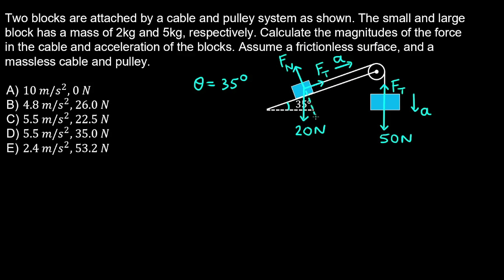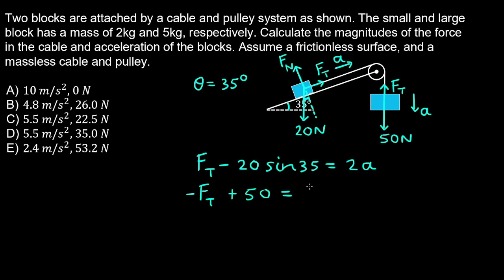So recognizing the angle of the plane is equal to this angle, and applying Newton's second law in a direction parallel to the plane, we have the tension force minus the force of weight sine 35 degrees is equal to the mass of the smaller block by the acceleration. And applying Newton's second law to the larger block, we have minus the tension force plus 50 newtons is equal to the mass of the larger block by the acceleration.